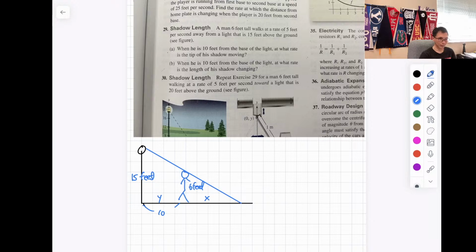So if you realize that dy dt is how fast the man's walking, which is 5 feet per second. Is that the tip of the shadow or just the shadow growth? Shadow growth, good. Now, what is the tip of the shadow then?